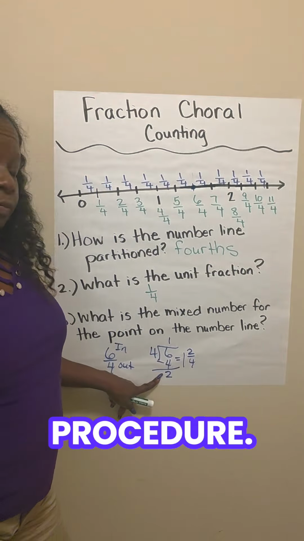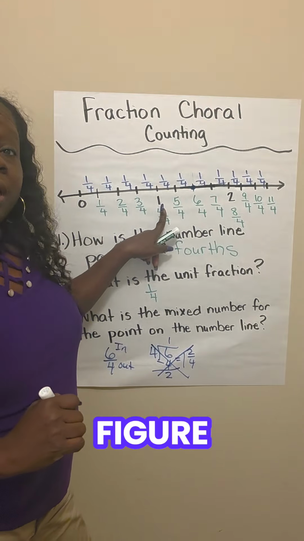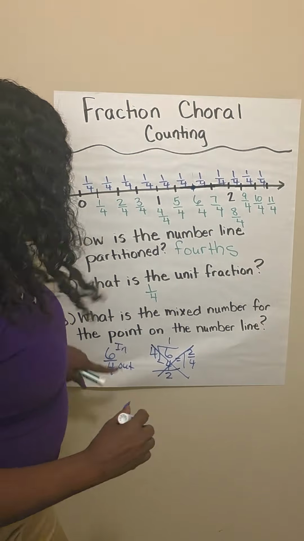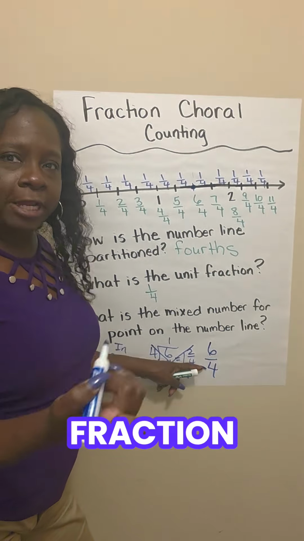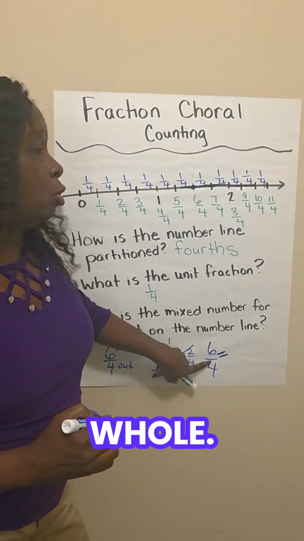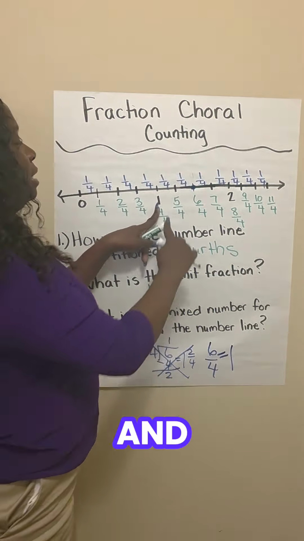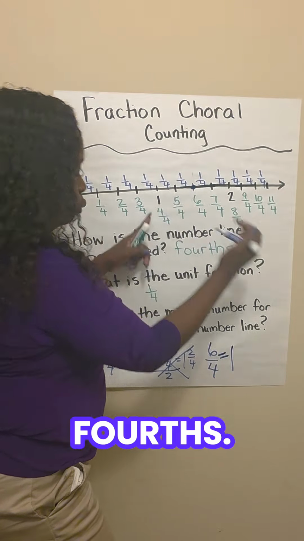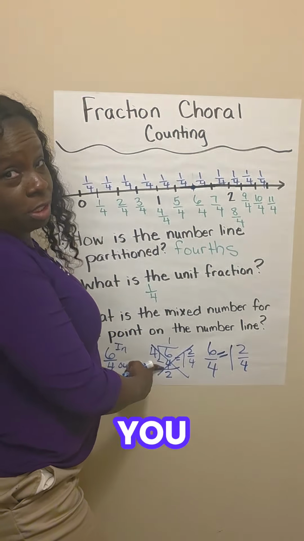That is a procedure. We want our students to look at this number line and figure it out without doing this. They don't need to do this. They can just come right here. 6/4 is my improper fraction, or fraction greater than 1. Looking at my number line, in 6/4, I have a whole. There it is right there. That's one whole, so I'm going to write it. And then I can just count how many fourths I have: 1/4, 2/4. And I finished my answer before you did this.